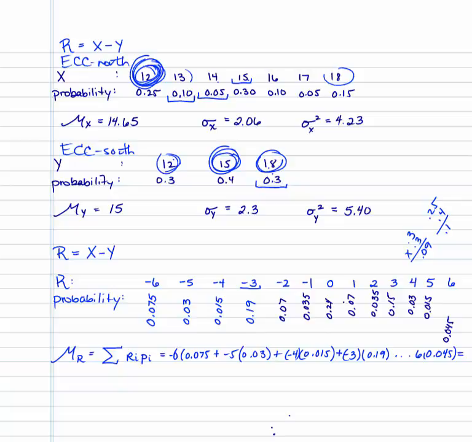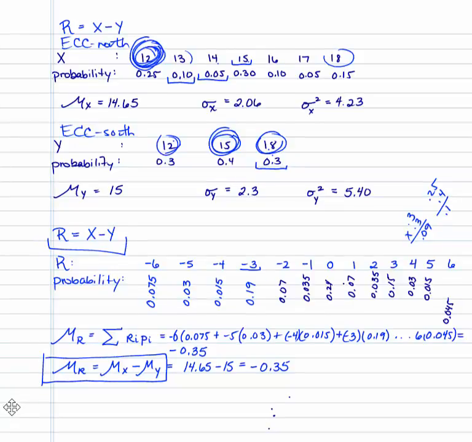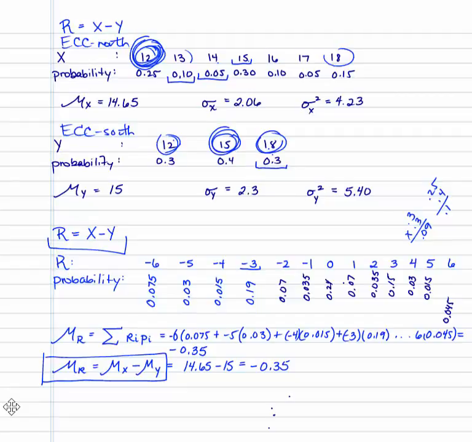Hopefully you're getting -0.35. Quick shortcut to how to get there: if you would have taken the mean of x and take away the mean of y, get there the same exact way. 14.65 take away 15 is -0.35. And that works every time. So from the first one, if we added them, we added them. If we subtract them to find the combined probability chart, you subtract them to find the mean.